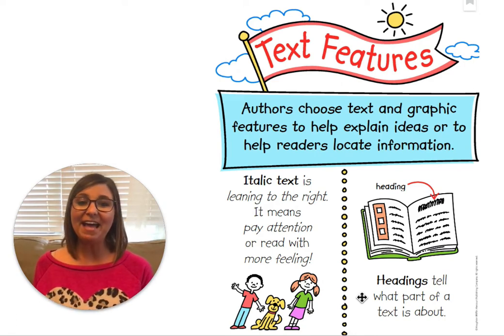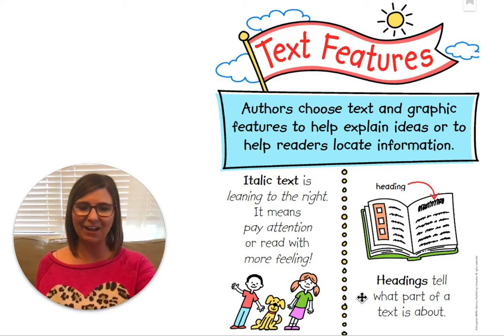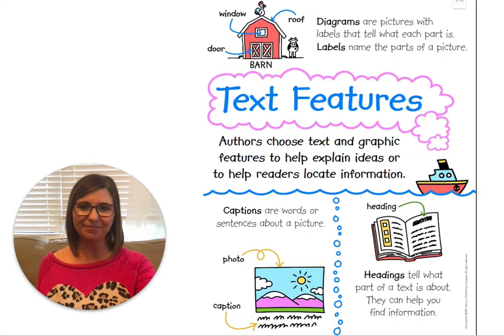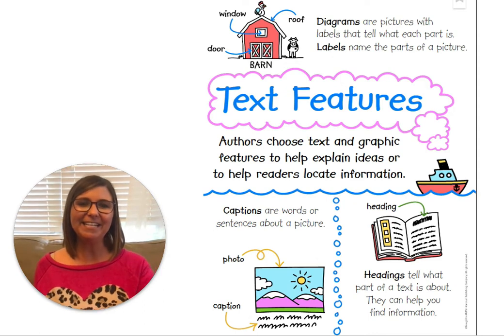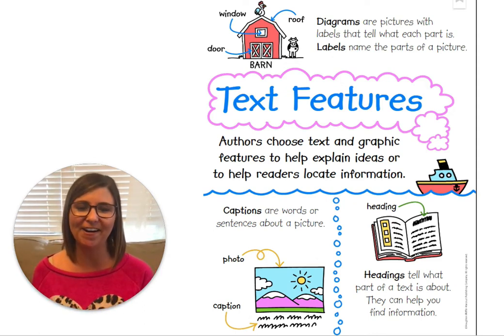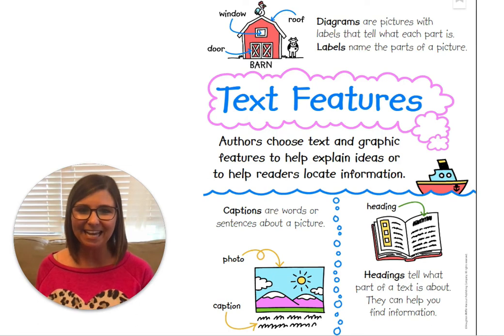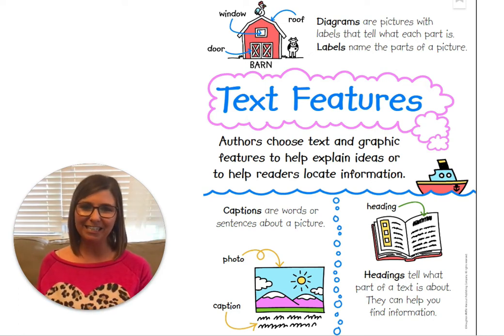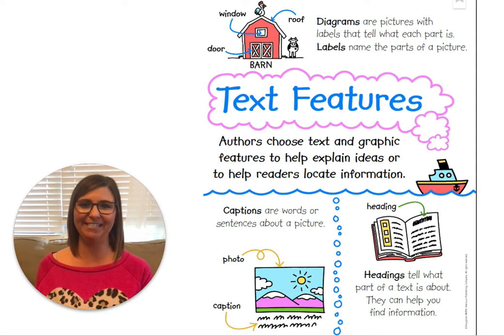All right, now headings. Headings tell what a part of a text is all about. All right, at the top of this, we see diagrams. And we see here we have a barn. And a diagram is a picture with labels that tell what each part is. And labels name the parts of that picture. So here we have this barn, and we can see that the diagram shows us where the window is, the roof is, and the door is.